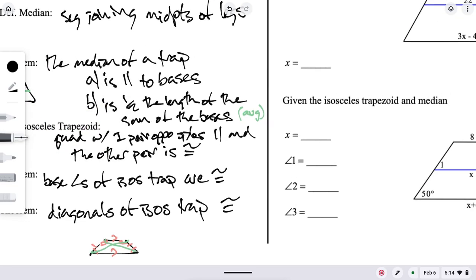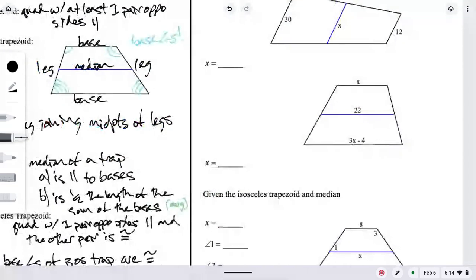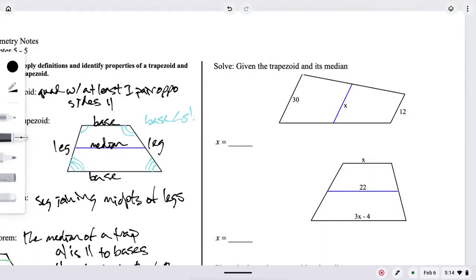All right, so that takes us to some examples over here. So we're going to solve for x in all these different situations. And again, remember, you average 30 and 12 to get x. So 30 plus 12 divided by 2, that's going to give me my x, which happens to be 21 in this case.